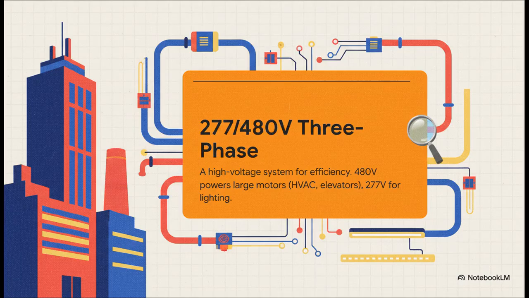In these larger buildings, the standard gets a major upgrade to 277/480 volt three-phase. Think of higher voltage like having higher water pressure. It lets you do a lot more work with less energy lost over long distances. That powerful 480 volt three-phase supply is perfect for gigantic HVAC motors, elevators, and big pumps. And the 277 volts? Well, that's just 480 divided by the square root of 3. And it's extremely common for running long rows of high-efficiency fluorescent and LED lighting in big commercial spaces.